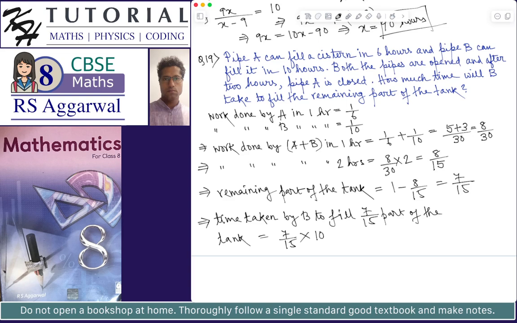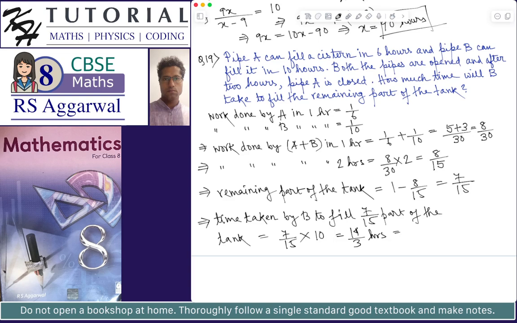That is, for a pipe, if you know that the pipe fills an empty tank completely in n hours, and if you are asked how much time the pipe will take to fill p by qth part of a tank, then the answer will be p by q multiplied by n. So 7 by 15 multiplied by 10 is 14 by 3 hours.